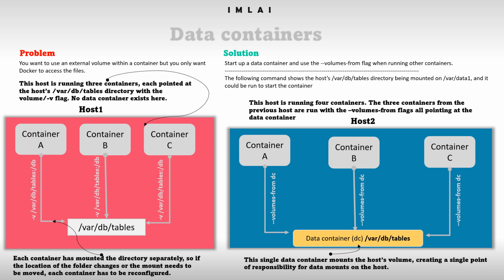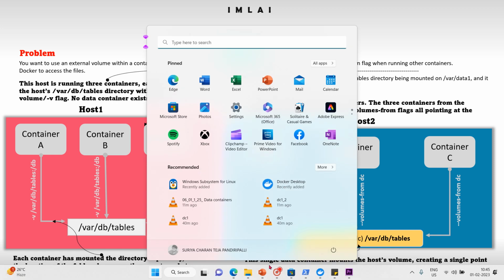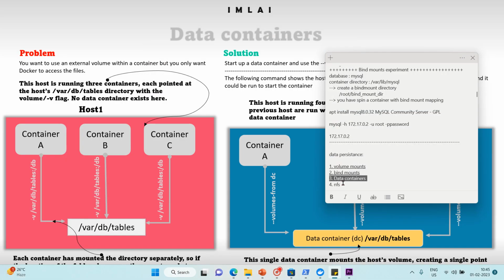So far for the data persistence, we have seen three methods: volume mounts, bind mounts, data containers. So one more thing that's left is sharing data over NFS. Sharing data over NFS.